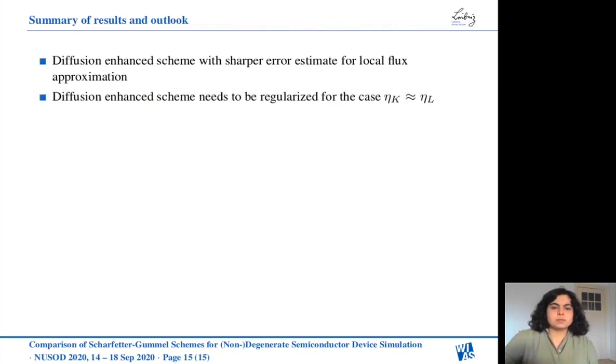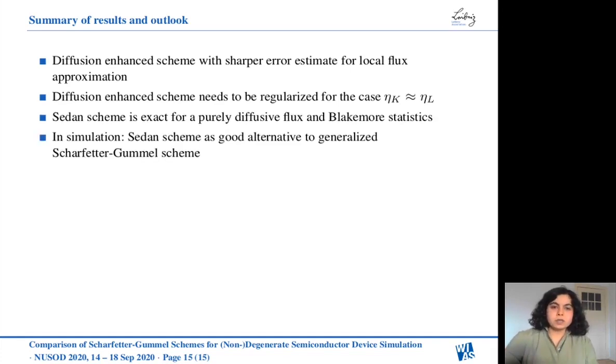So to sum up briefly the discussion made in this talk, we introduced two thermodynamically consistent modified Scharfetter-Gummel schemes and compared them. We saw that we can derive the sharpest error bound for the diffusion-enhanced scheme, but need to be aware that considering the implementation, the scheme needs to be regularized. For the Zidane scheme, we found out that this scheme is exact for purely diffusive flux and a model based on the Blakemore statistics. Also, the simulation of the pin device indicates that, especially on coarse meshes, the Zidane scheme seems to be a good alternative to a computationally expensive flux discretization scheme.